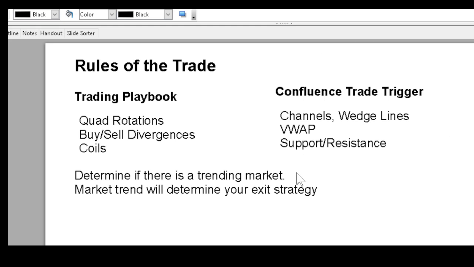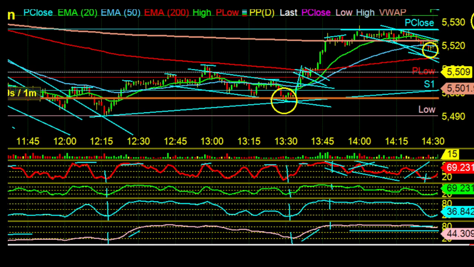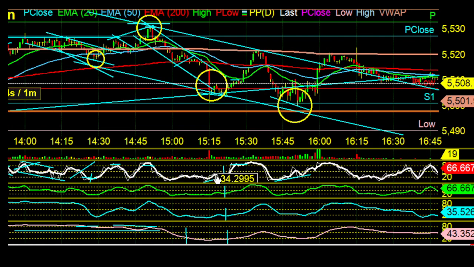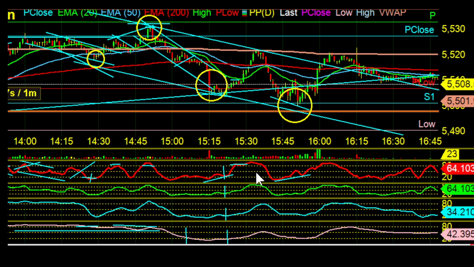To determine if there's a trending market, the market trend will determine your exit strategy. What we mean by that: if the market has been selling off and it's just been very weak, then every long that you take, you should be taking off. If you look at all these, the majority of the time you get a 9-3 rotation, it comes back. It makes sense to take your profits on the 9-3 rotation. Here you had a nice little run up before you even got overbought here. It got up to the trend line. This is a no-brainer right there. You take it off there. Even if it goes a little bit higher, who cares? Because we know these are going to continue to show up.